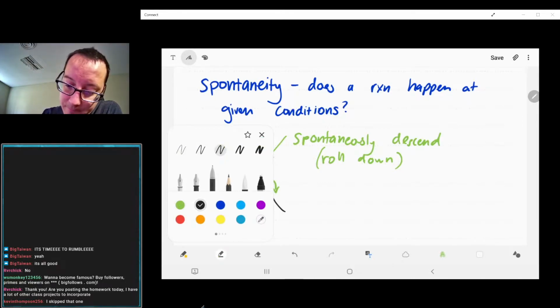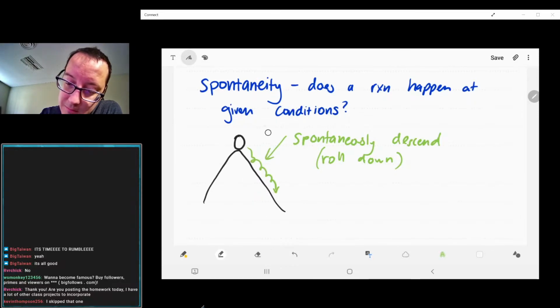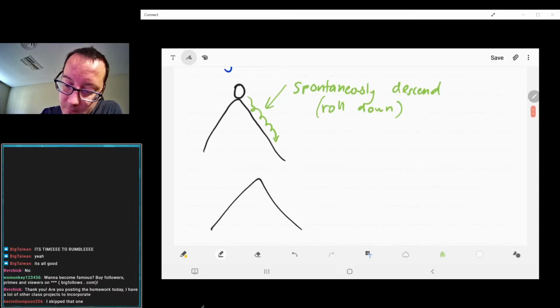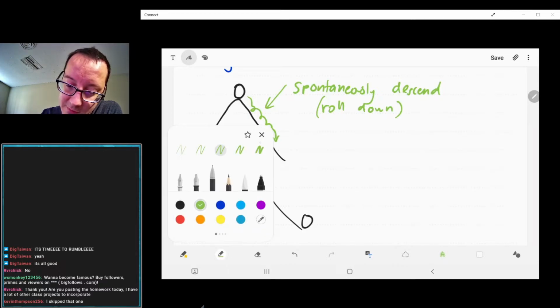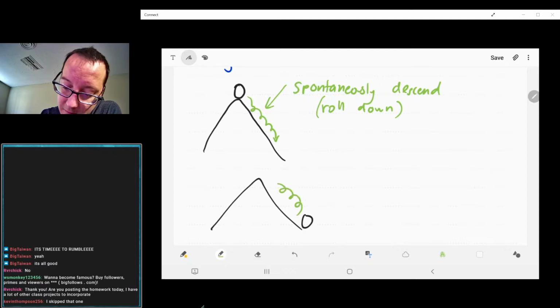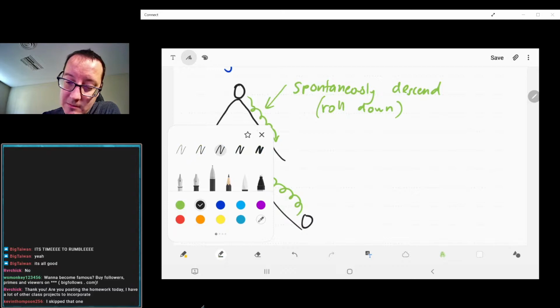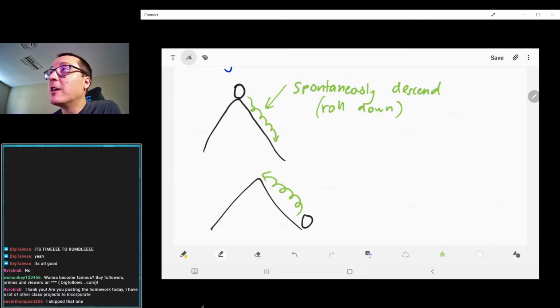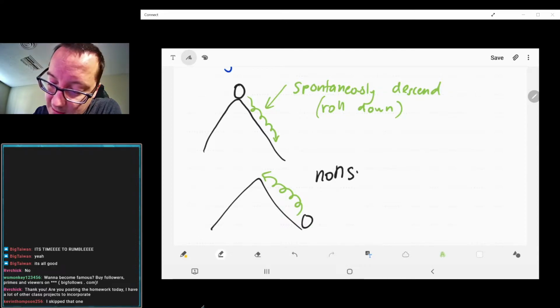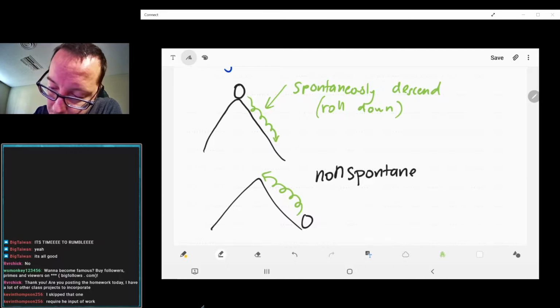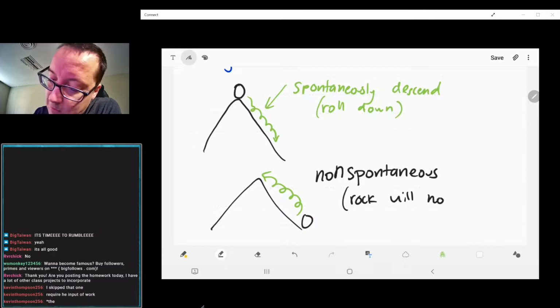All right, however, what about the reverse process? Can we take this boulder at the bottom of the hill and will it just by itself roll back up? That would be very strange if it did, right? We know that this is not going to happen. This would be non-spontaneous. The rock will not climb the mountain.